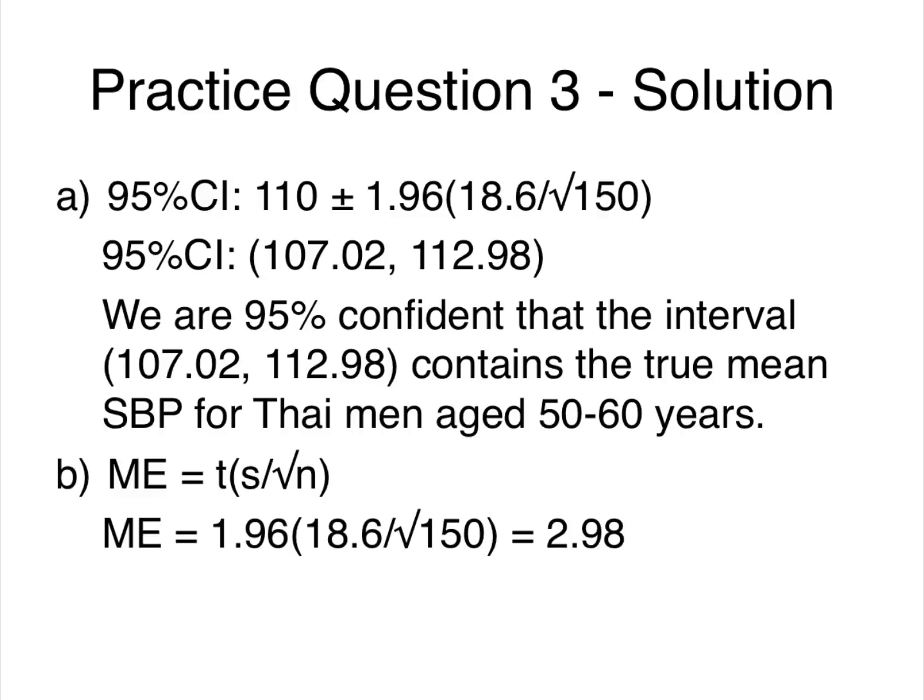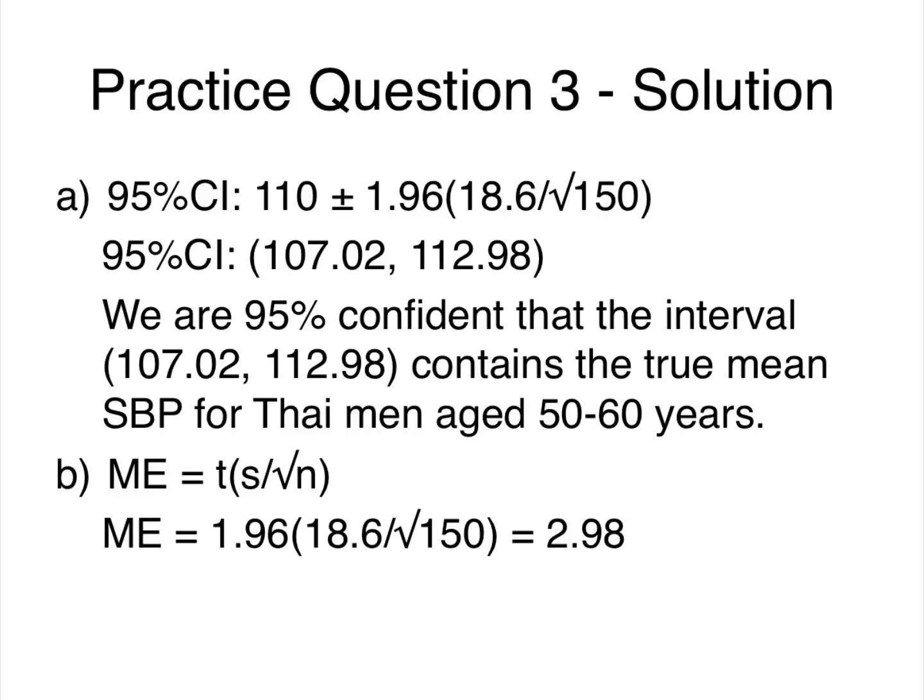We talked about this a couple of tutorials ago, but the margin of error is dependent on three things: the T we use, so the level of confidence, the sample standard deviation, and the sample size. So if we wanted to decrease the margin of error, we can do three things. We can use a smaller value of T, so less confidence. We can reduce the sample standard deviation, or we can increase the sample size.